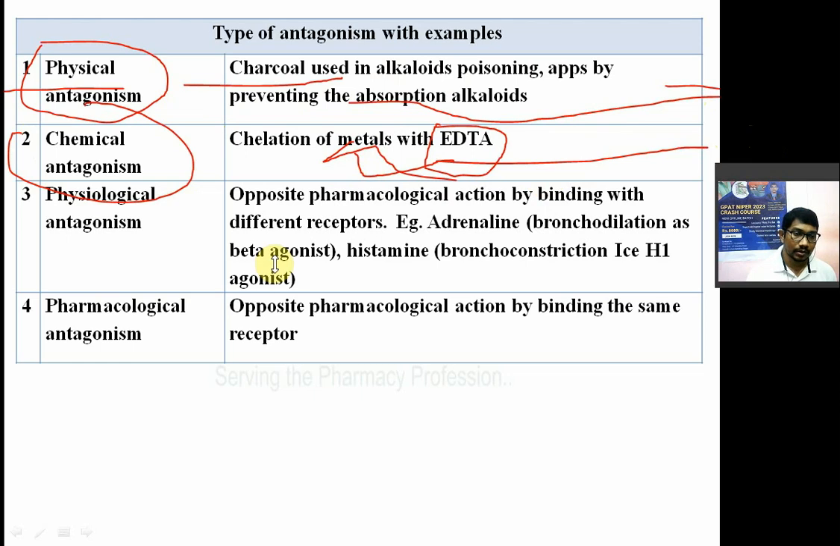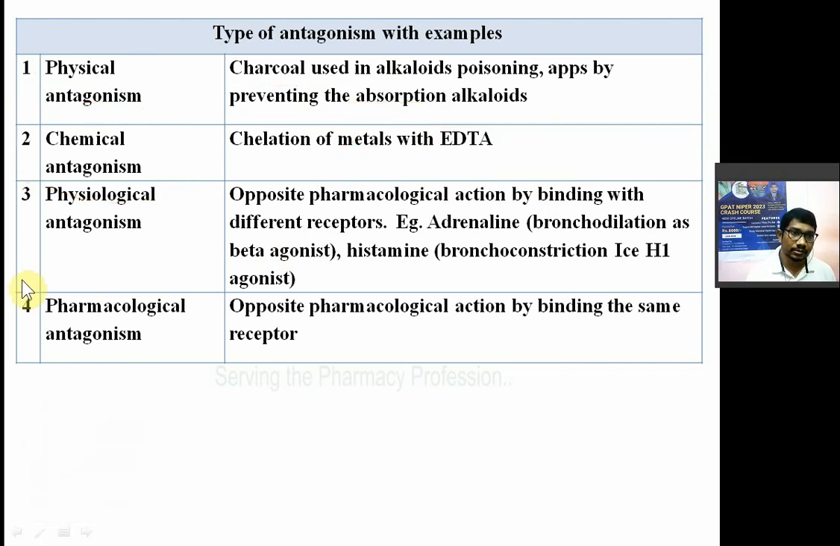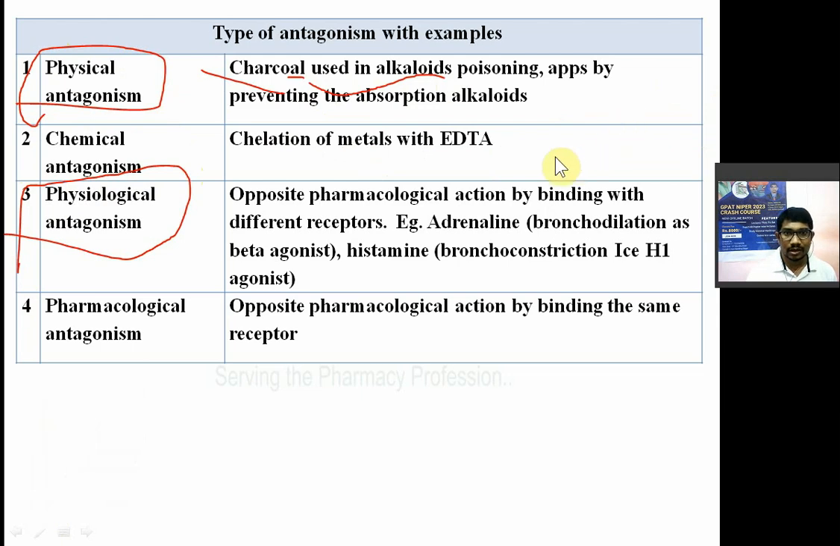Now third type of antagonism is the physiological antagonism. इसके ऊपर अभी क्वेश्चन आ चुका है जी. ये फिजिकल एंटागोनिज्म मतलब क्या है? जो पॉइजन का इफेक्ट है अगर वो फिजिकल एक्शन से कम किया है तो उसको बोलेंगे फिजिकल एंटागोनिज्म. जैसे एक्टिवेटेड चारकोल will prevent the unabsorbed alkaloids from the GIT. That is a physical antagonism. Chemical antagonism: EDTA will form chelates and will form bonds with the metal.